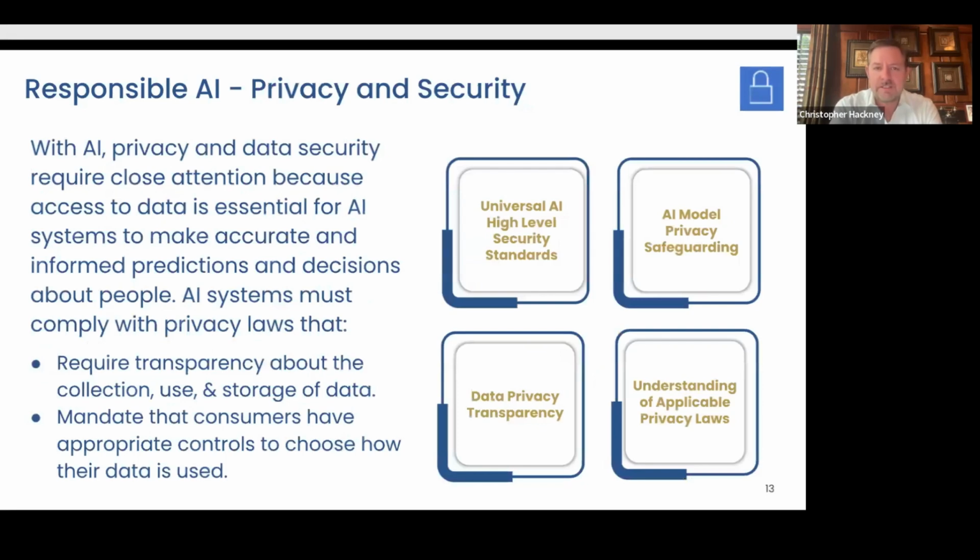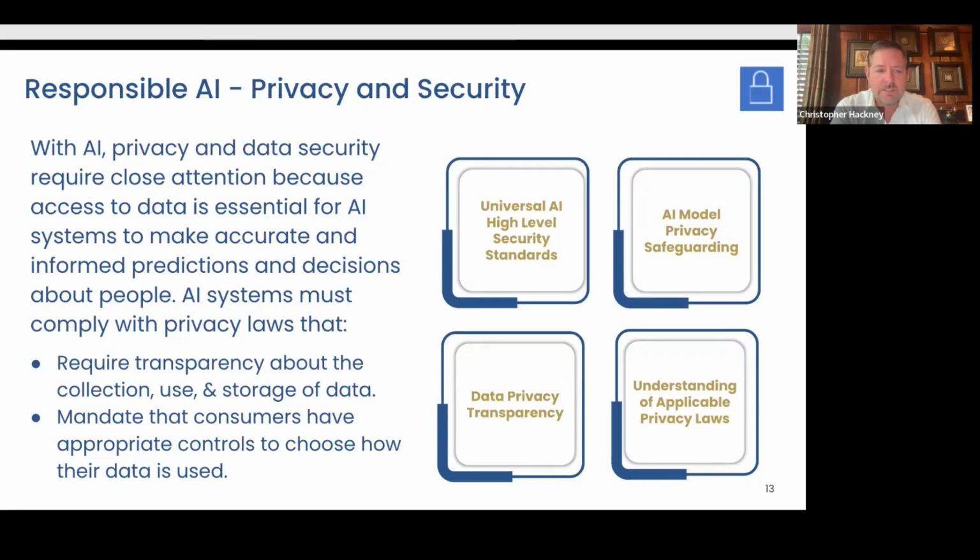Next is privacy and security. This has been a hot button topic in many areas of technology adoption. The use of consumer data, private data, or in case of healthcare, PII and other data is an extremely important area to take into consideration and conduct operations appropriately as you move forward with AI. Now, with AI, privacy and data security require close attention because access to data is essential for AI systems to make accurate and informed predictions and decisions about people.